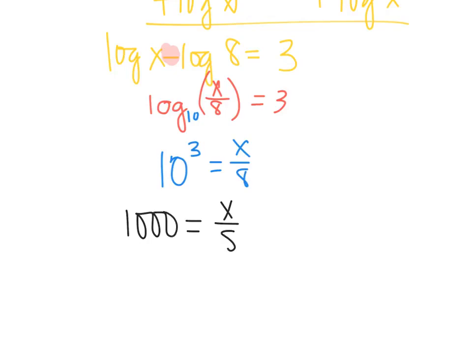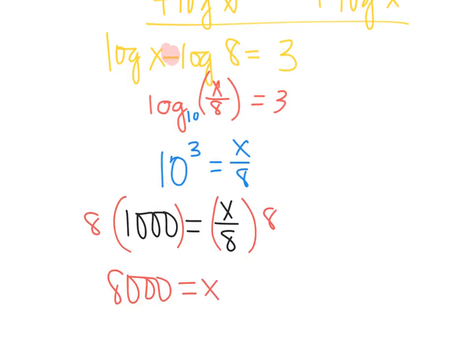Equals x over 8. What do I do? Multiply by 8. I got to get rid of that 8, so I multiply by it. And 8 times 1,000 is? So there's my answer. Logs are probably one of the few times that you're going to end up with really large answers in math. Normally answers are like less than 20. Not with logs.